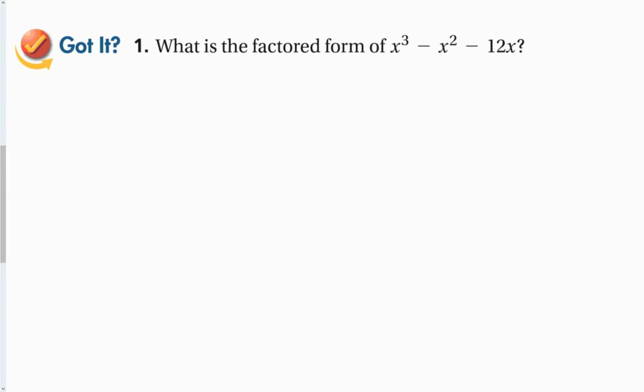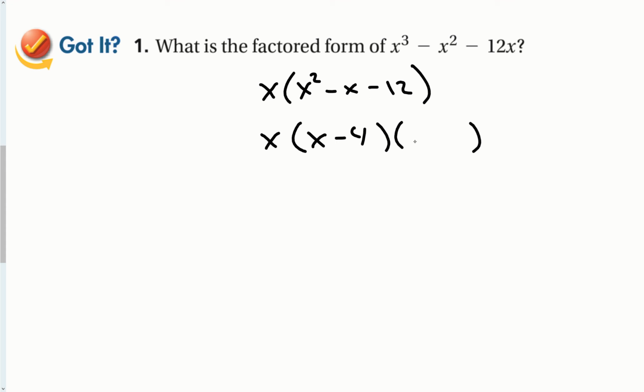Let's try it again, okay, with our got it problem. Again, it has a common factor. It's not always going to be like this, but for now, x squared minus x minus 12, once we factor out the x, and then with my quadratic techniques, factors of 12 that subtract to give you a negative 1, so that's an x minus 4, x plus 3.